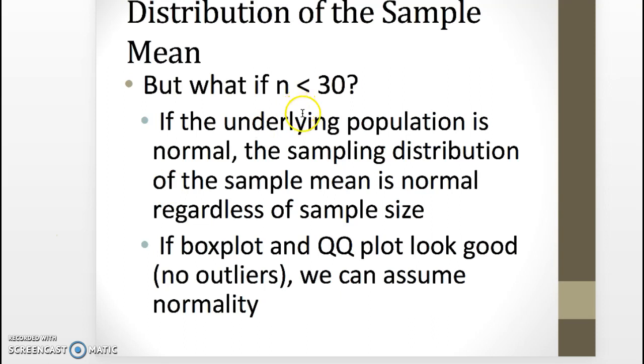For sample sizes less than 30, we had two cases. If the underlying population is normal, the sampling distribution of the sample mean is normal, regardless of whether you had a small sample size or a large sample size. Then, if you don't know anything about the underlying distribution, you have to check your box plot and QQ plot. For the QQ plot, we want to see that it looks approximately linear and nothing too far away from that regression fit line. And for the box plot, we want to see no outliers. So if all of that checks out, we can use the normal curve, and then we can take our problem to StatCrunch to start calculating probabilities.